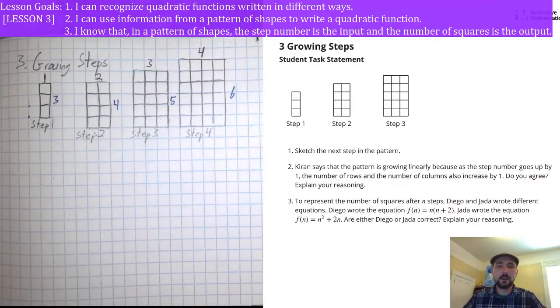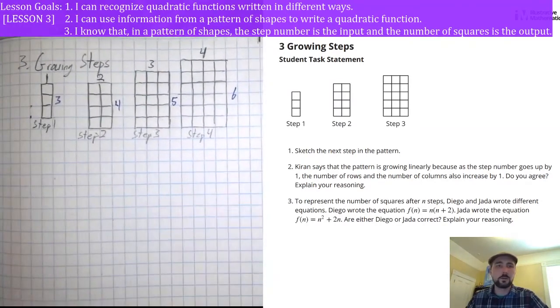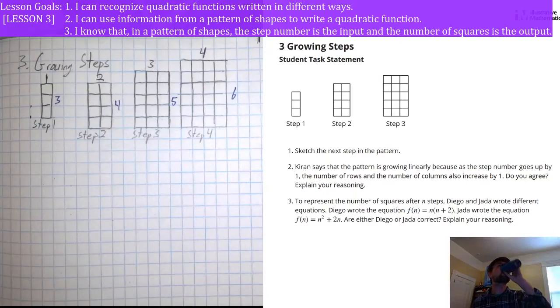Great. Number 2, Kieran says the pattern is growing linearly because as the step number goes up by 1, the number of rows and the number of columns increase by 1. Do you agree? Okay, so he's noticing what I noticed. 1, 1, 1. Okay. So do you agree? Pause the video, think about your answer, write down your answer, and then unpause the video, and we'll talk about it together.